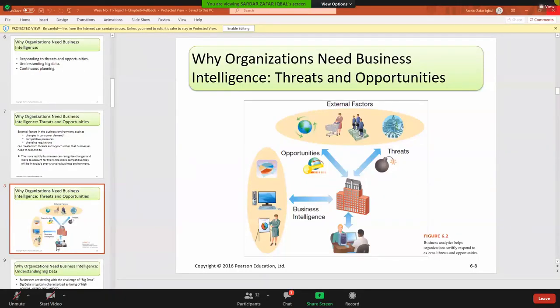Okay, now come to big data. What is big data? Businesses are dealing with the challenge of big data. If you analyze your data, like you have a smartphone, how much data do you have on a daily basis in that?